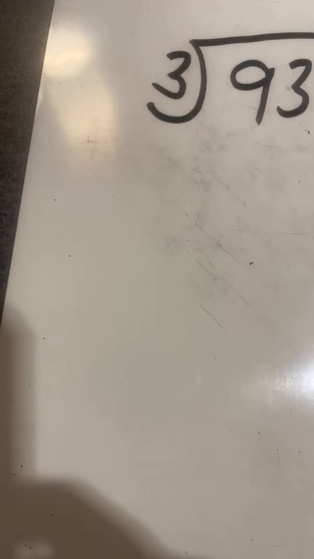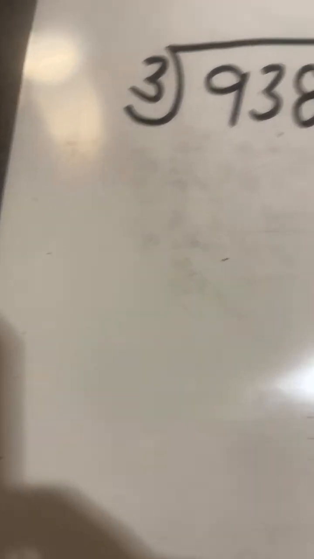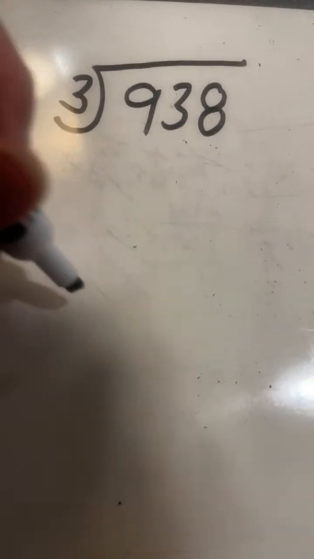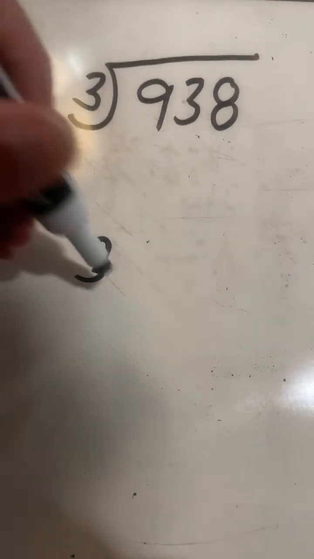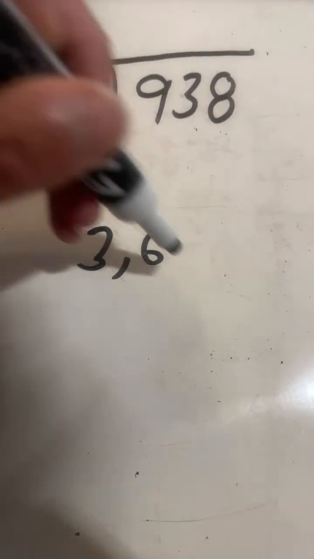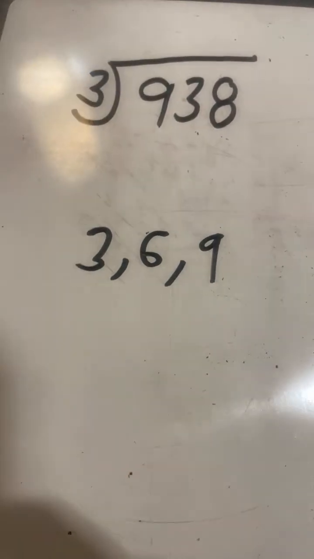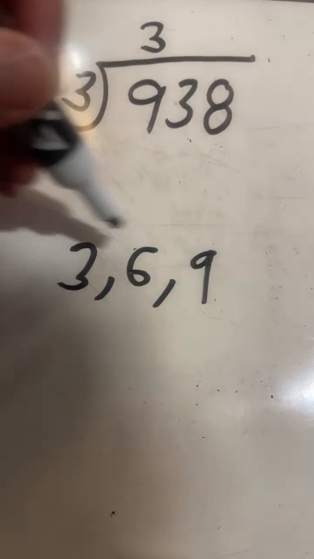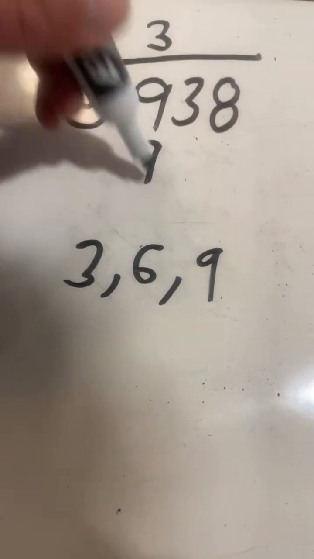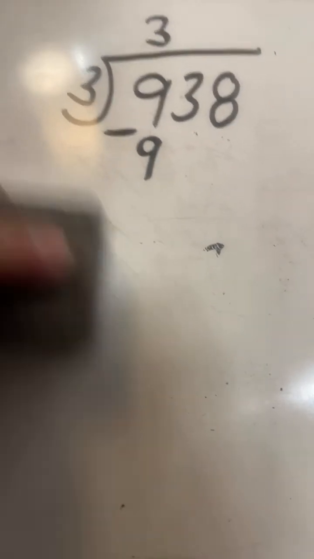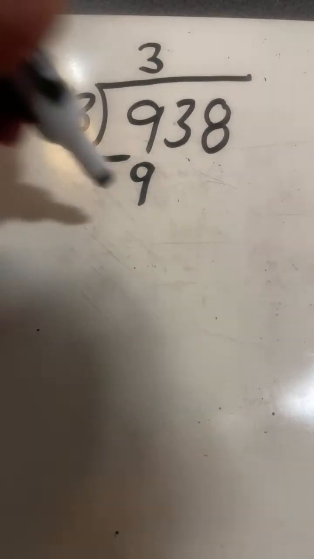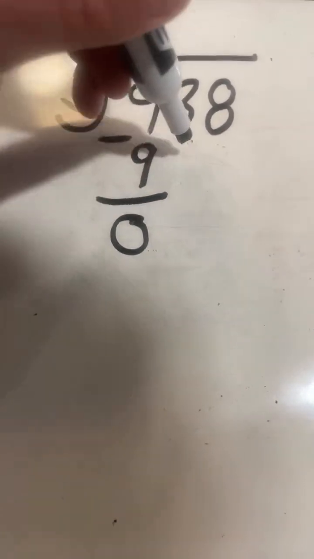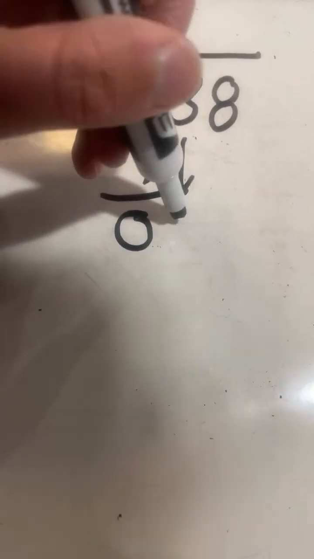9 divided by 3, we have to figure out how many groups of 3 go into 9. Counting by 3s here. 3, that's one group. 6, we are at 2 groups of 3. 9, we are at 3 groups of 3. 9 divided by 3 equals 3. We ended up landing right on the number 9, so 9 is what we subtract. 9 minus 9 equals 0. Next, we bring down the 3.